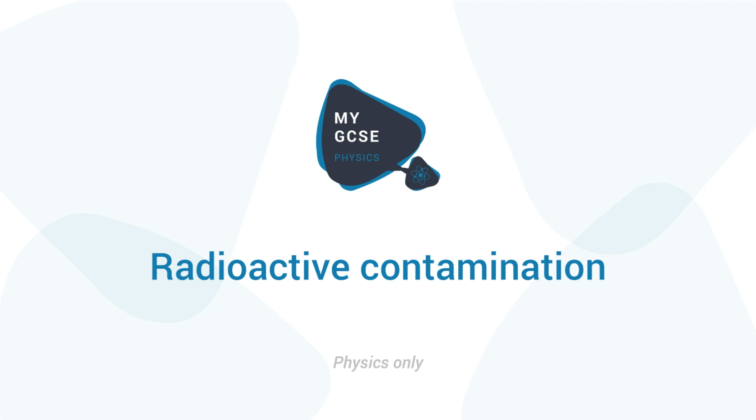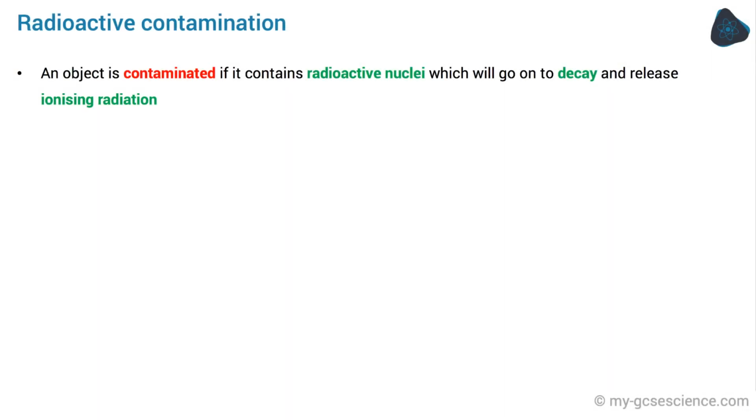Hi, and welcome to this video on radioactive contamination. The radioactive waste that's produced by nuclear power stations and some hospitals and industries must be disposed of in such a way that the risk which it poses to humans and the environment is minimized. An object is said to be contaminated if it contains radioactive nuclei which will go on to decay and release ionizing radiation such as alpha particles, beta particles, and gamma rays.